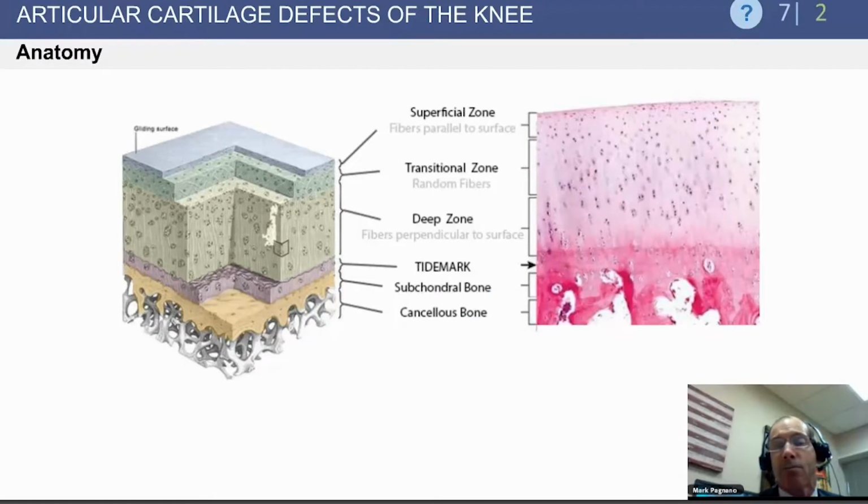If you look down to a microscopic level at the histology of articular cartilage, again, I wouldn't spend a ton of time memorizing these things, other than to recognize that the tide mark represents that area that's just above the bone. So that represents the transition zone between cancellous bone to subchondral bone, and then the tide mark is where cartilage takes over. And then degenerative change in the articular cartilage starts from superficial and then goes down to the deep zone and ultimately into the tide mark.